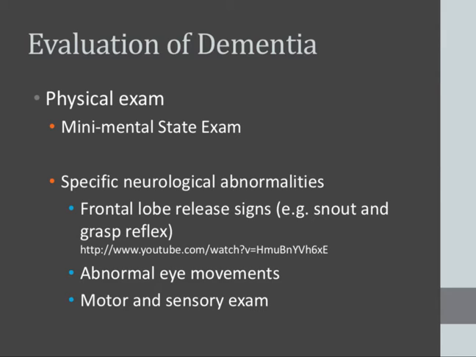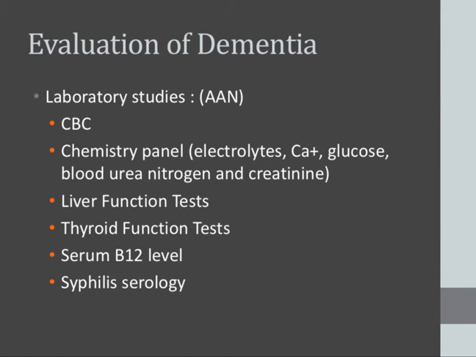We also want to look at abnormal eye movements such as nystagmus, which may indicate a toxic ingestion. We want to look at motor exams for signs of extrapyramidal features, things like cogwheeling rigidity, which we talked about in class, and any involuntary movements. Sensory exam needs to focus on signs of peripheral neuropathy, things that might indicate a B12 deficiency. So according to the American Academy of Neurology, the guidelines for appropriate lab studies are outlined here.